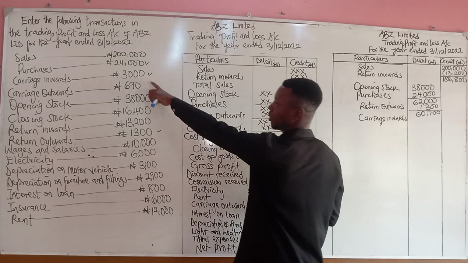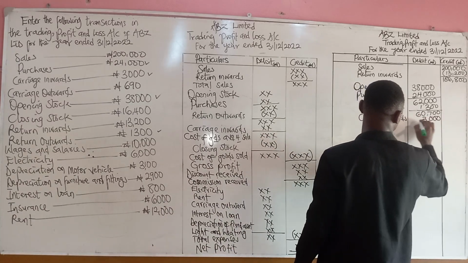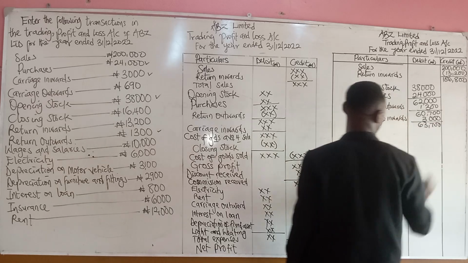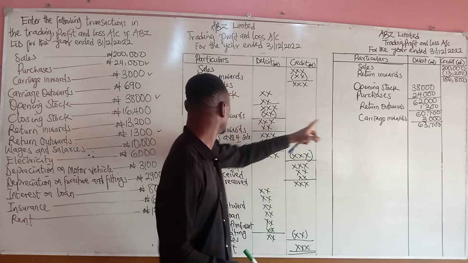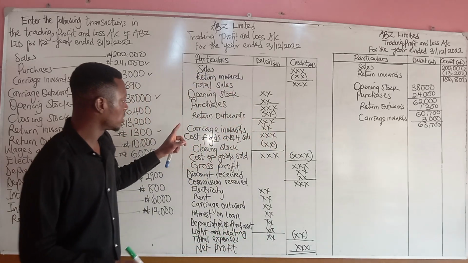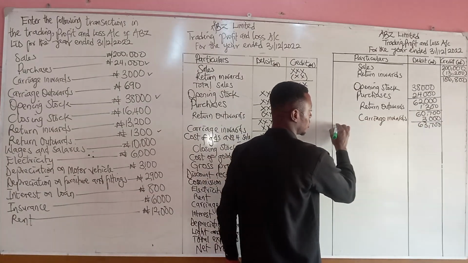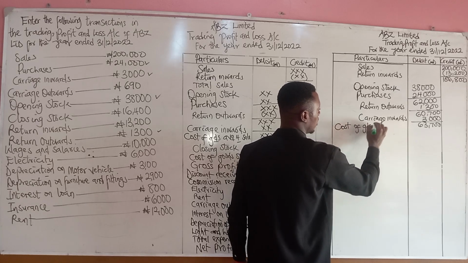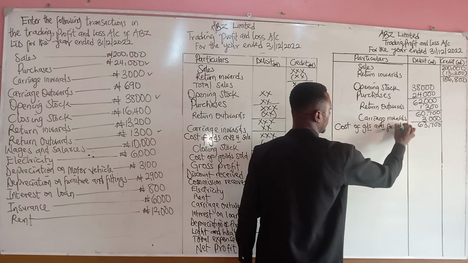Carriage inwards is what? 3,000. So this is 3,000. If we add, that will give me 63,700. Now this brings us to our first subheading, which is cost of goods available for sale. Cost of goods available for sale. That is 63,700. So this is cost of goods available for sale.